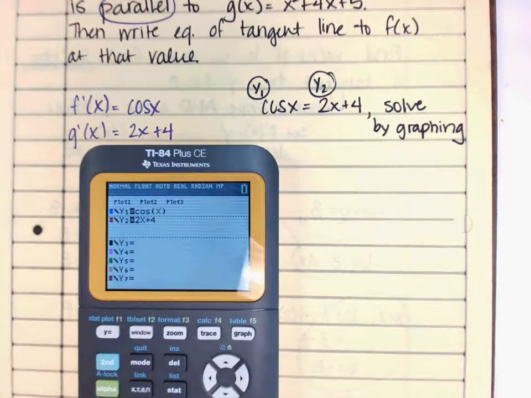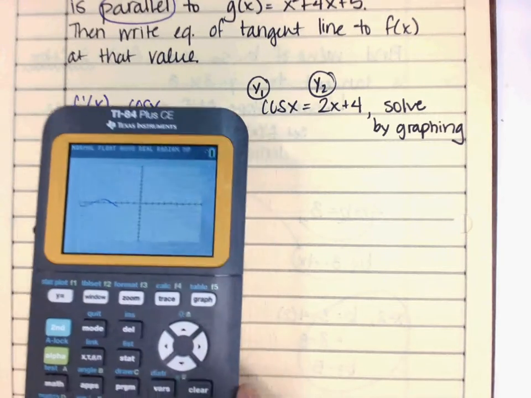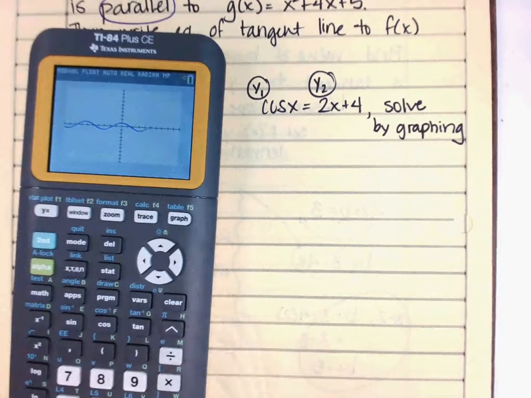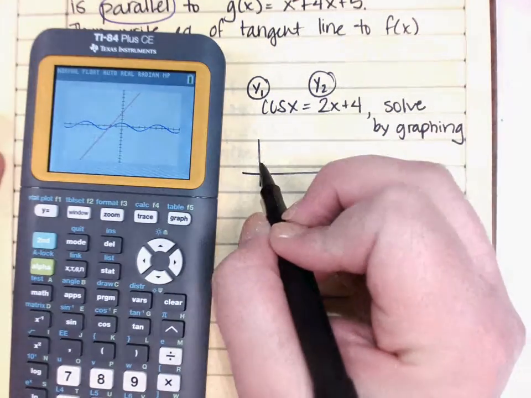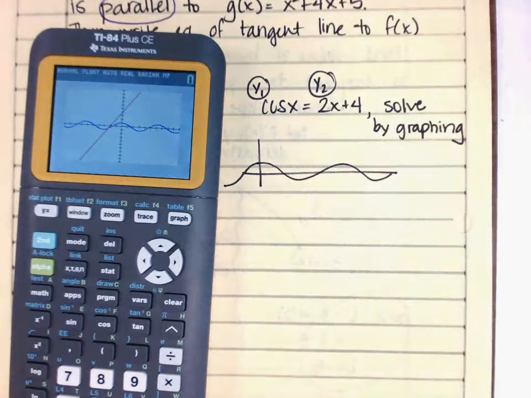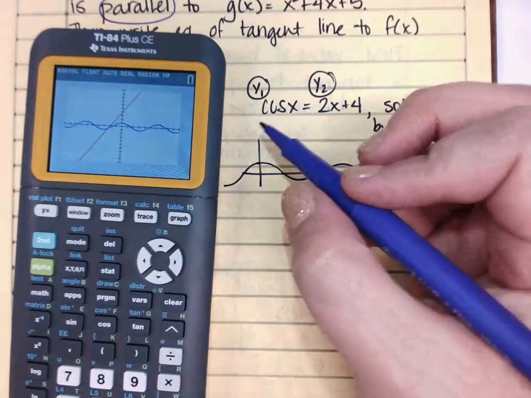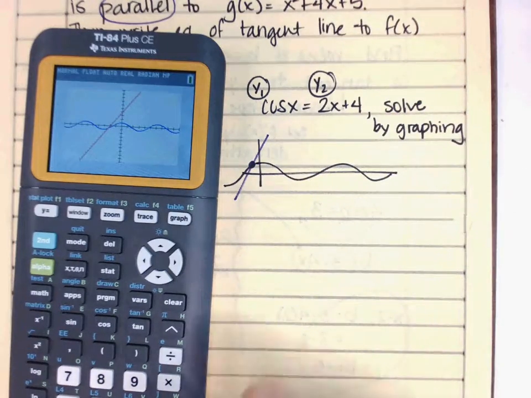Okay, then I'm going to go into my graph and look for where those guys cross each other. So, here we go. And look, they're color-coded. Okay, there's cosine. Okay, cosine we know just goes like this all day. Okay, then I have my line drawn in. Okay, it goes like that. This dot right here, that's the x value where they intersect.